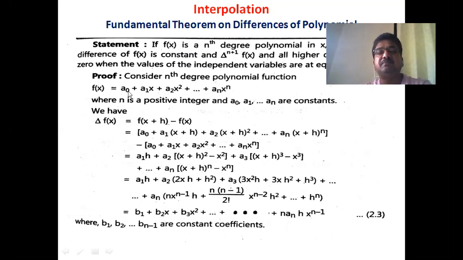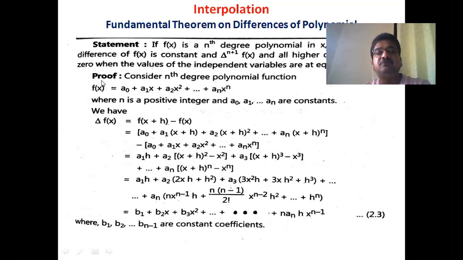Suppose this is the polynomial of degree n: a0 + a1x + a2x² + ... + an xⁿ. This is the general polynomial of degree n, where a0, a1, a2, ..., an are obviously constants, and n is a positive integer. Obviously, the degree of the polynomial is positive. So a0, a1, a2, ..., an are constants.